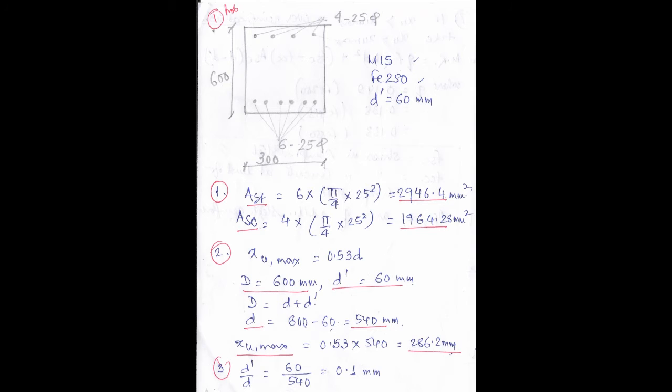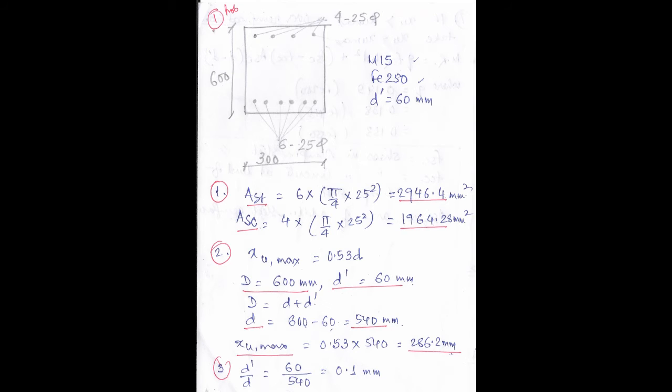Now let us remember the first step. I hope you have already noted it down. We have to find the area of the steel in the tensile zone, that is Ast. Ast will be how much? 6 multiplied by pi by 4 into 25 square. Why? Because 6 bars are there, with 25 millimeter diameter. So 1 bar area is pi by 4 into 25 square, multiplied by 6. So Ast comes out to be 2946.4 millimeter square.